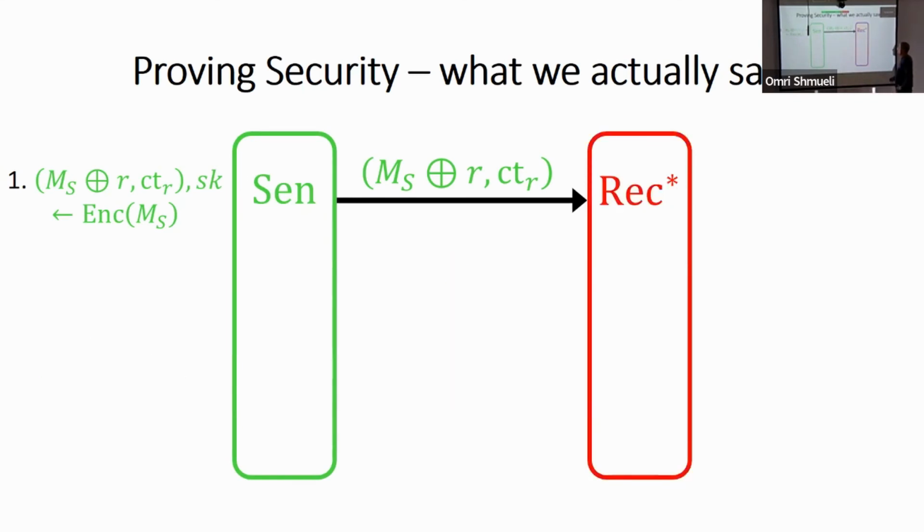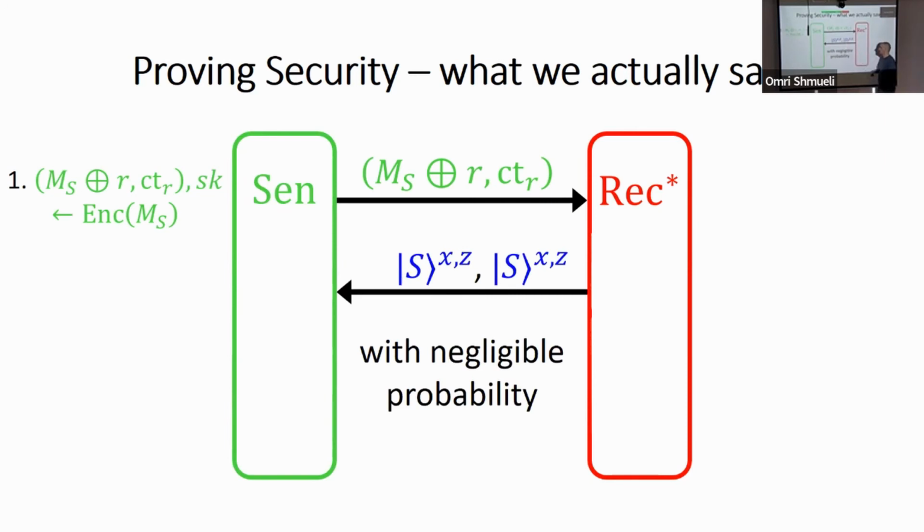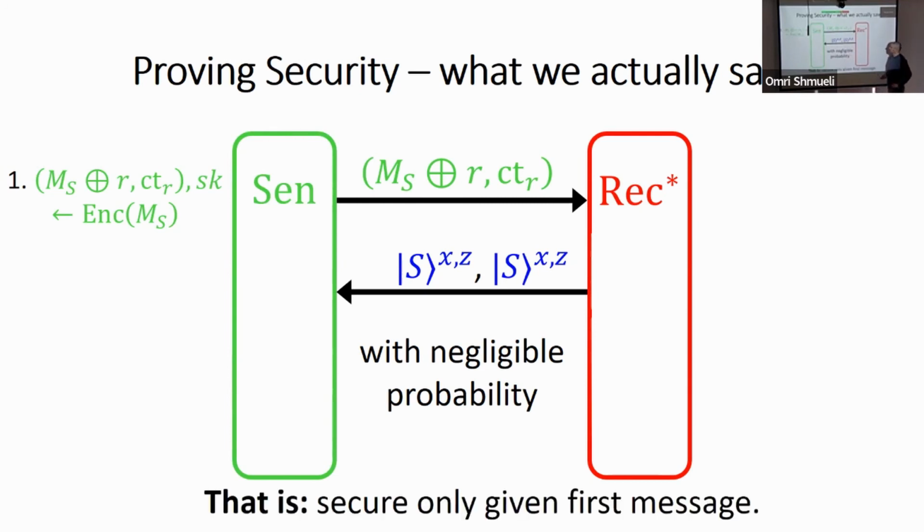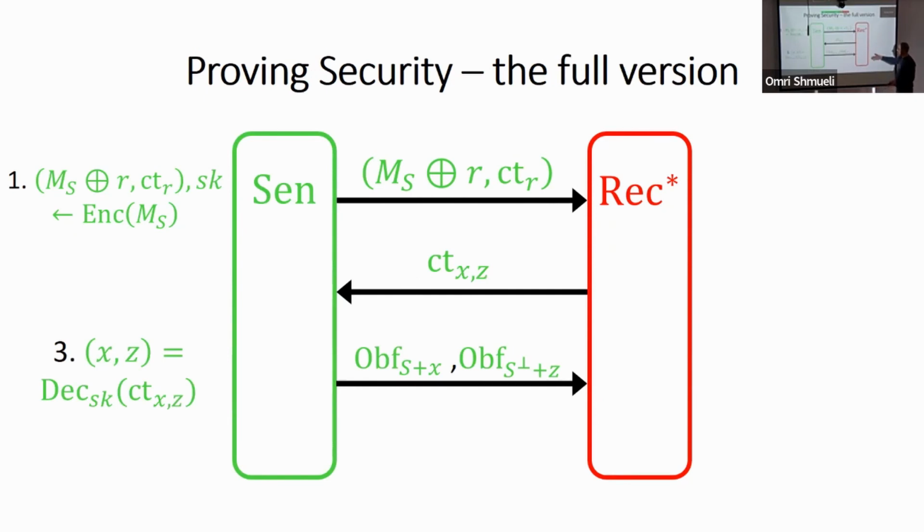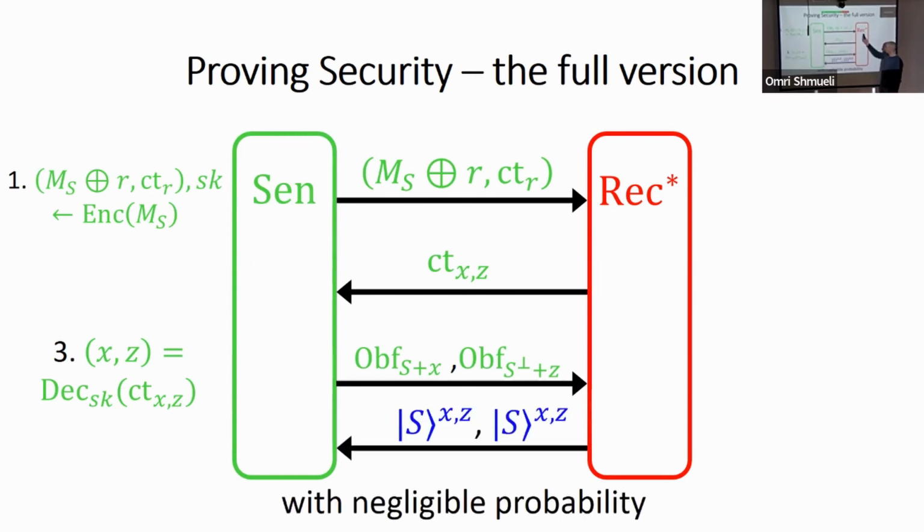And what we saw earlier in the reduction, when we showed the unclonability property of this quantum homomorphic evaluation, is that when the sender sends only this first message, the receiver cannot just right away send two copies of this encrypted subspace. This happens only with negligible probability. This is what we saw. But what we actually want to prove is that the protocol is secure not only given the first message, but given the entire protocol, all three messages, in particular this message. And we want to prove that this is impossible, which means that after the third message from the sender to this quantum polynomial time malicious receiver, only with negligible probability can it send two copies of the quantum state.